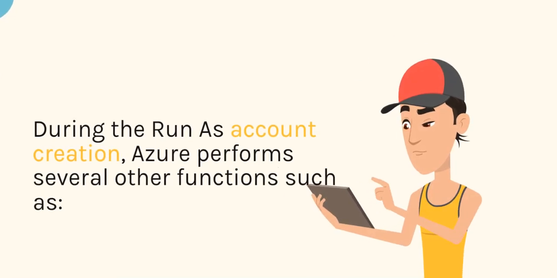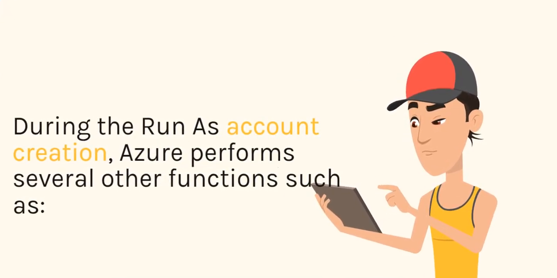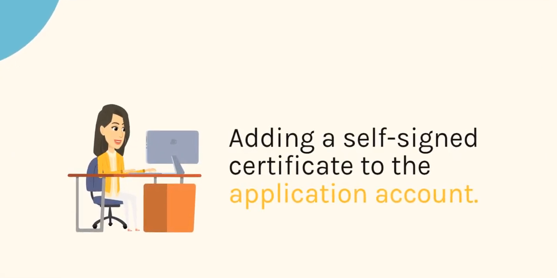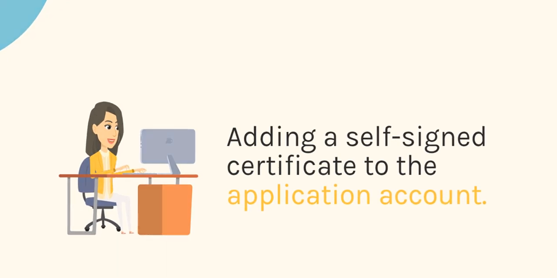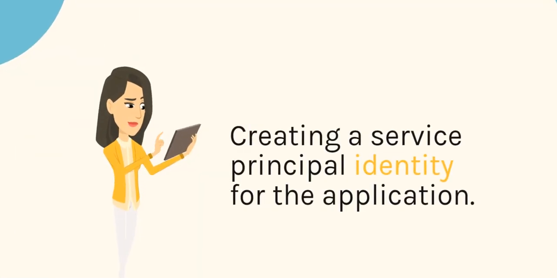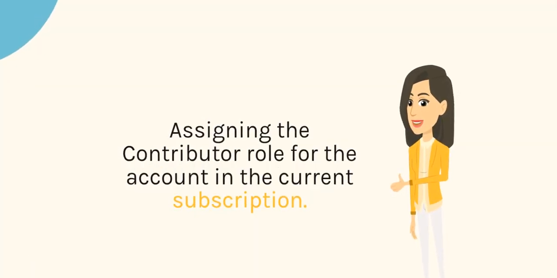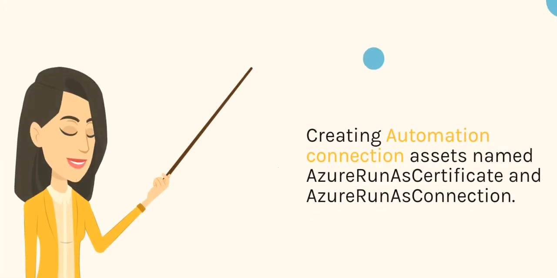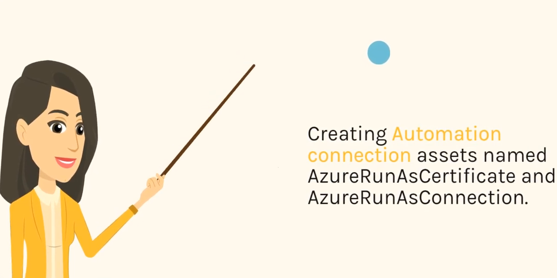During the Run As account creation, Azure performs several other functions such as adding a self-signed certificate to the application account, creating a service principal identity for the application, assigning the contributor role for the account in the current subscription, creating automation connection assets named Azure Run As certificate and Azure Run As connection.